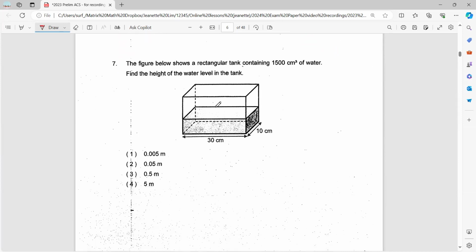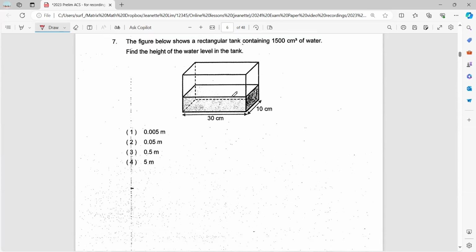Okay, question 7. Figure shows a rectangular tank containing 1,500 cubic cm of water. Find the height of the water level in the tank. Okay, volume divided by base area. Base area is 30 times 10. So volume divided by base area. So cancel the two zeros. 15 divided by 3 is 5. Okay, so 5 cm.